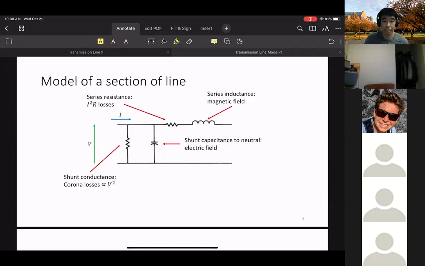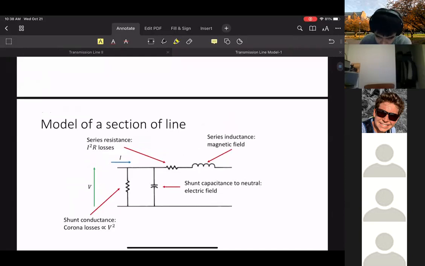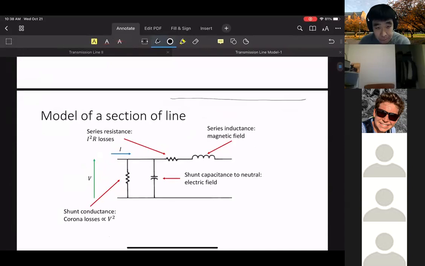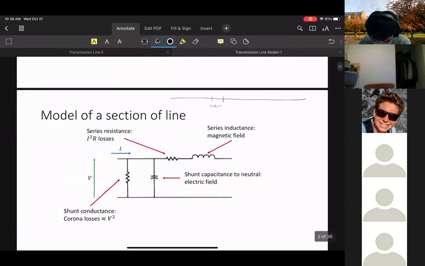Right, okay, so let's get started on looking at the model of the line. What we did in the past few lectures is basically looking at a section of a line. If you think of a transmission line, it's a long transmission line from one place to another place. Then if you look at a small section of it, it looks like this.